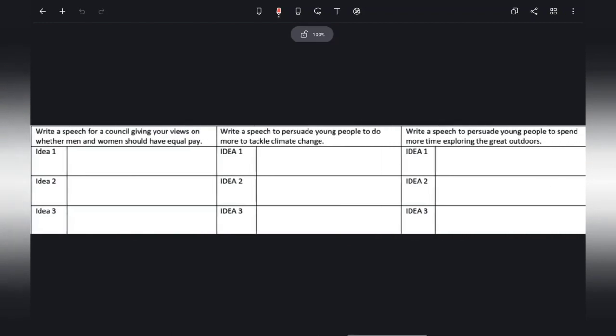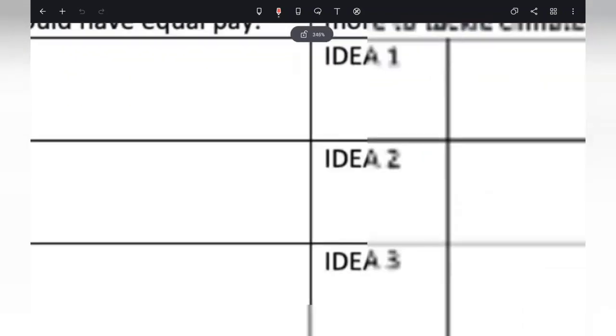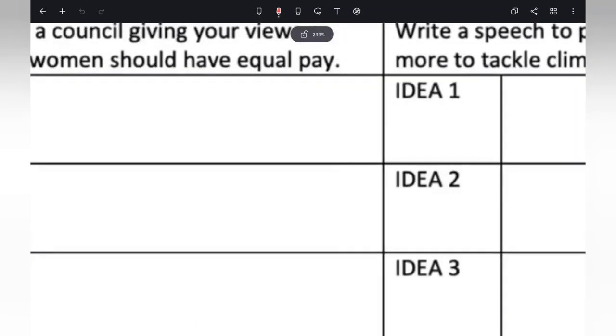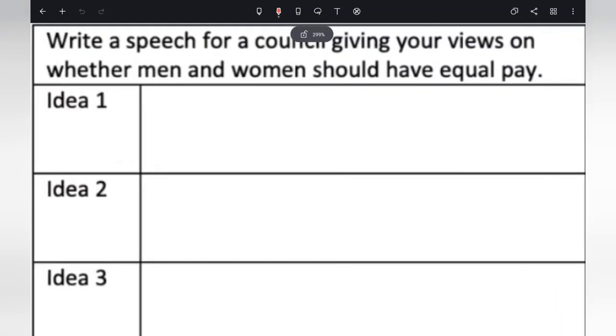And finally, it's looking at writing a speech. So if I just zoom in, sorry. So writing a speech, again, a potential exam question, something that you all need to prepare for and revise. Now, writing a speech, we have done it on our YouTube channel, so do check it out on the playlist. So, write a speech for a council giving your views on whether men and women should have equal pay.